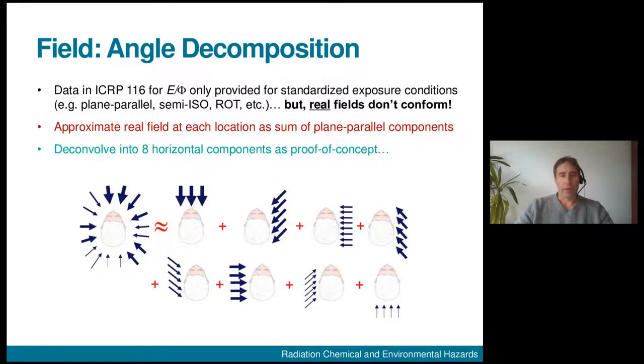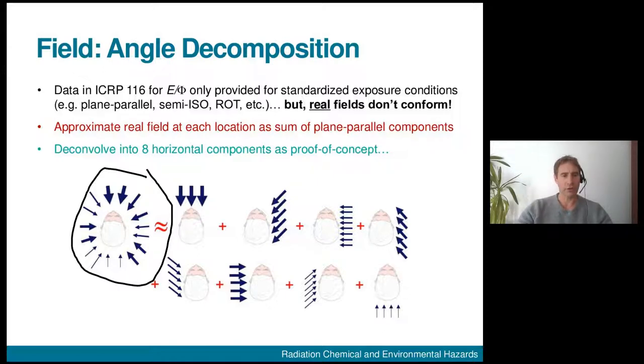Okay, actually, even there we have a bit of a problem, because the data we have for fluence to effective dose conversion coefficients are only for standardized exposure conditions. So in ICRP 116, we have data for plane parallel fields and isotropic and rotational fields. But of course, real fields don't conform to this. Real fields look like something here on the right. We have a range of different directions and a range of different energies and a range of different strengths of field coming from different directions. So we can't directly use these standardized conversion coefficients.